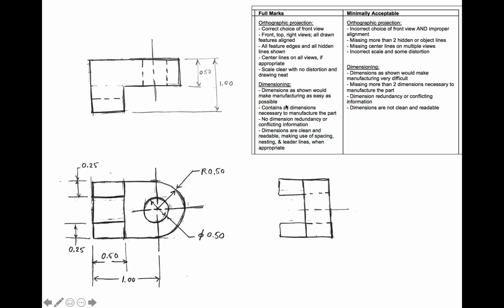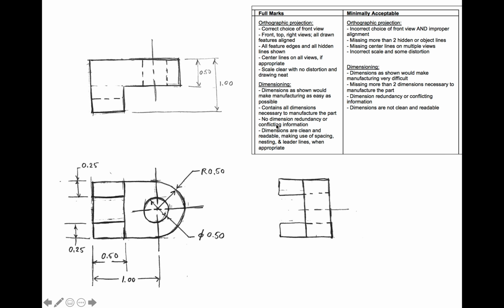Okay, dimensioning wise, dimensions as shown would make manufacture as easy as possible. Okay, so I'm making sure that my dimensions are clear and they're not cluttered. Contains all dimensions necessary to manufacture, no dimension redundancy. Dimensions are clean and readable, making use of spacing, nesting, and leader lines when appropriate. Okay, so this has all of those characteristics. And what we're looking for subdividing under here are things like, have you done the overall shape of the object? Are you locating and describing each and every feature? Okay, so that goes inside of that as well.